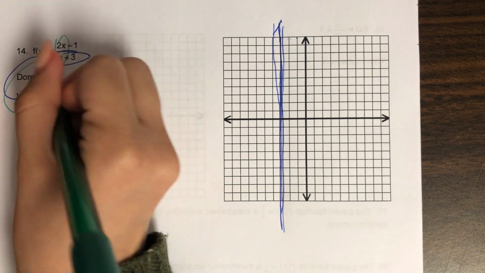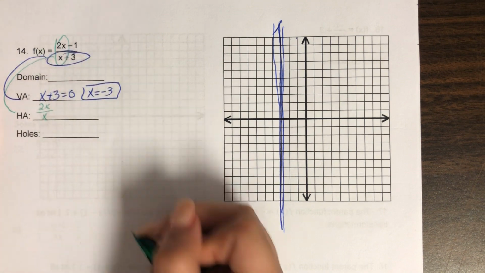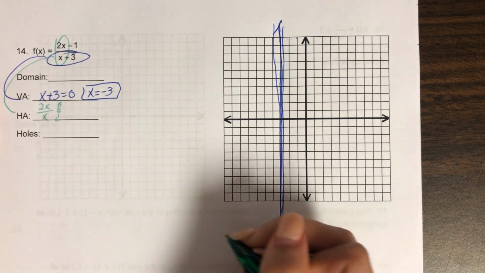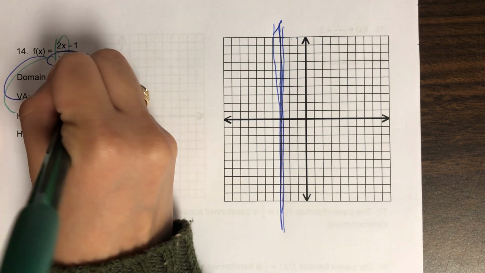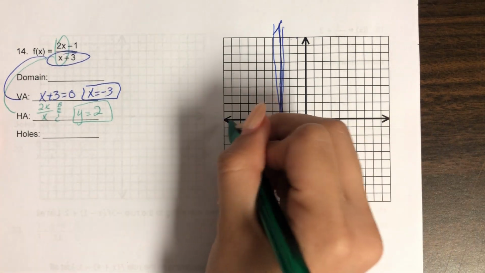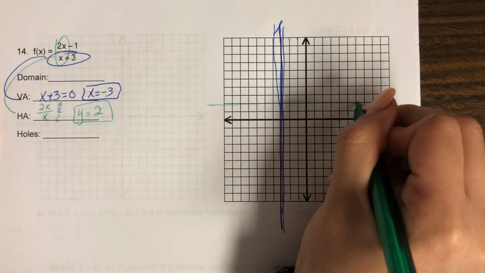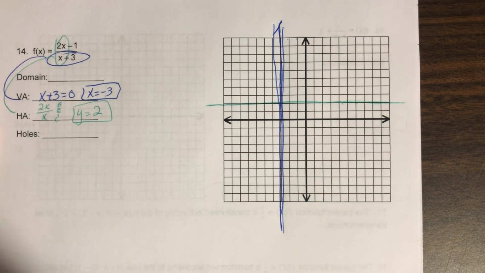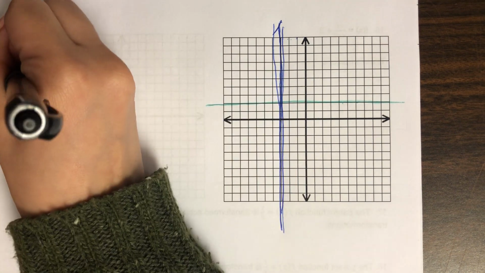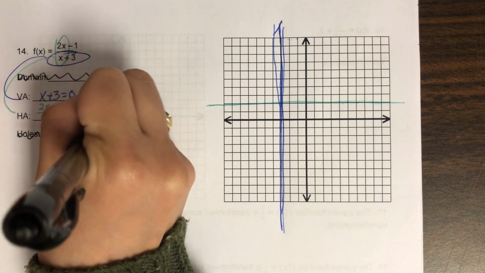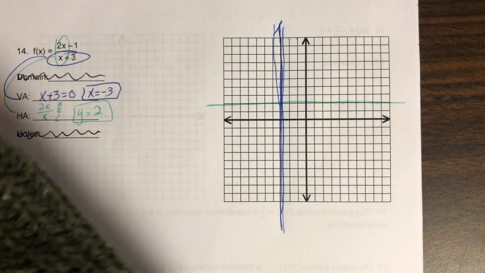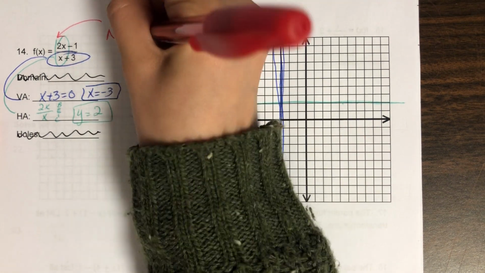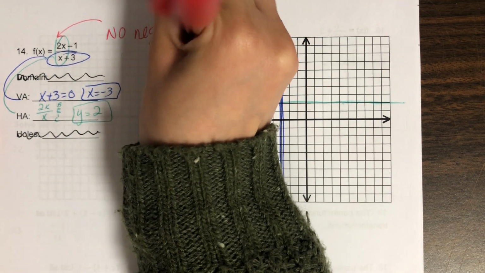Horizontal asymptote. 2x over x. Bigger on top, bottom, or equal? This is Betsy, it's equal. So y is equal to 2. So horizontal, left and right. Don't worry about holes. Don't worry about domain and range for this one. We're not worried about that right now. So now a question: is it negative? Am I flipping it? No negative, so I am not flipping it.